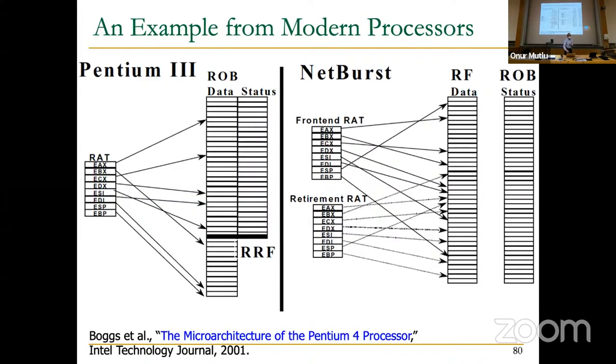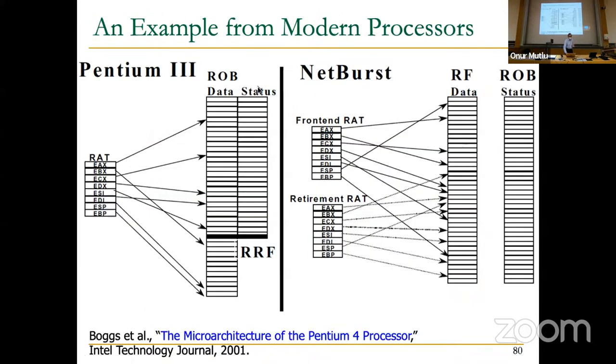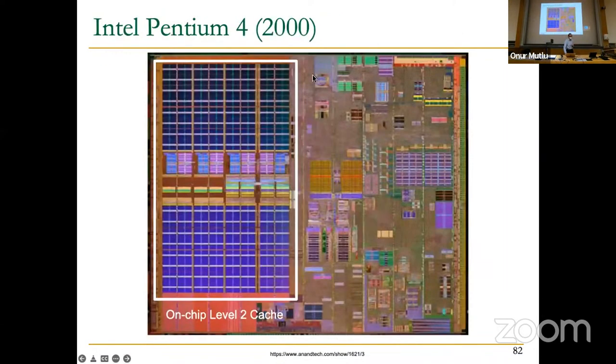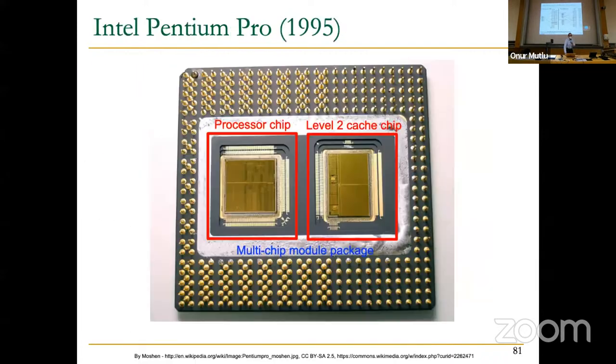So this is essentially what the NetBurst architecture from Intel does. There's a front-end map and the retirement map, as you can see, this architectural map. And you have a physical register file, and then you have the reorder buffer separately, as you can see over here. So this is just for your reference. And Intel Pentium Pro actually had something like this, but not exactly what I described. Intel Pentium 4 later had this structure over here. And many systems today actually have this structure.